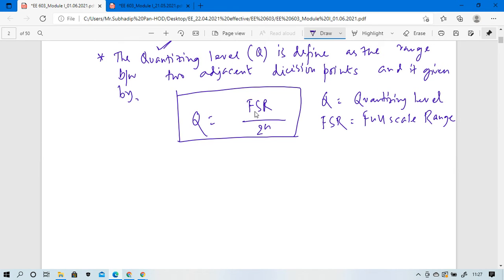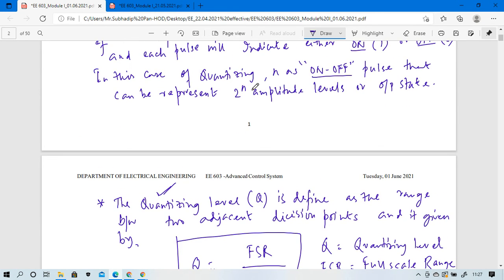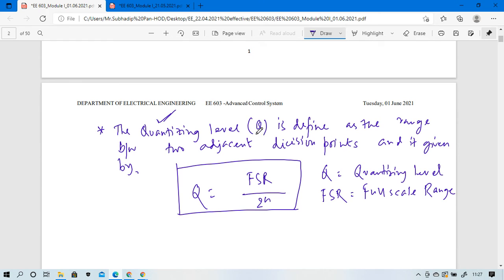And 2 to the power n, as I told you in the previous lecture, represents the amplitude levels of the quantizing process. So the quantizing level is very important. It is defined as the range between two adjacent decision points, and it is given by Q equals FSR divided by 2 to the power n, where Q is the quantizing level and FSR is the full scale range.